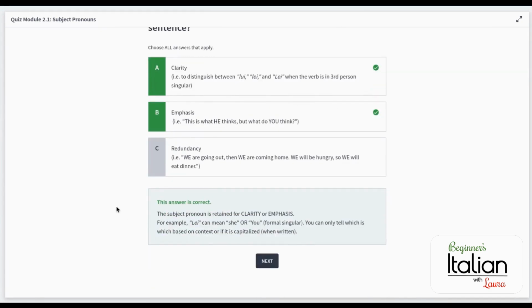Okay, so letters A and B are correct. C is incorrect because we don't want to create redundancy. We want to reduce redundancy. So the subject pronoun is retained for clarity or emphasis. For example, lei can mean "she" or "you" in the formal singular. You can only tell which is which based on context, or if it is capitalized when written.